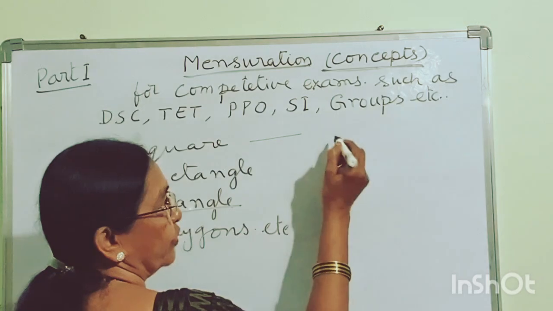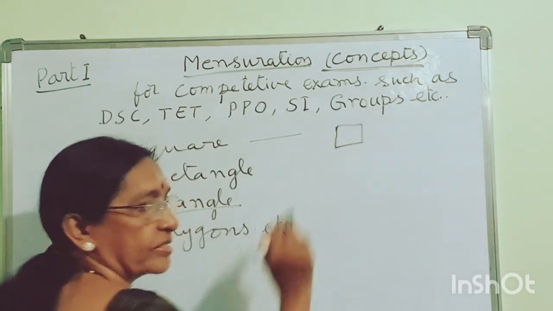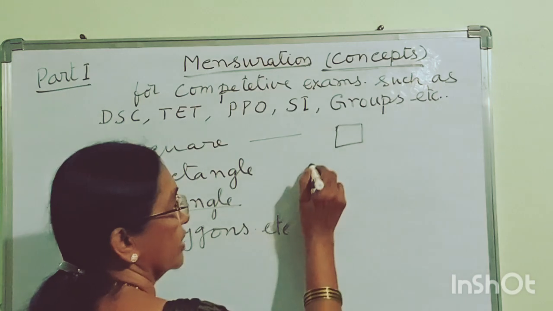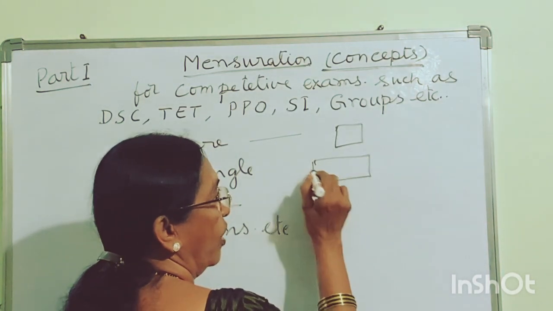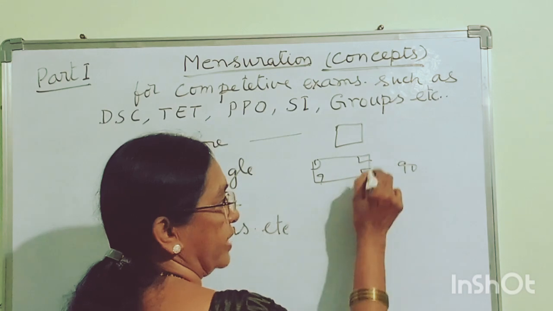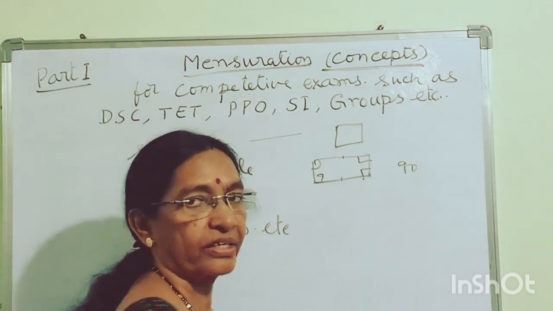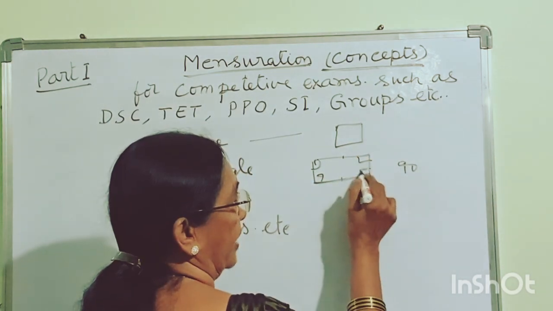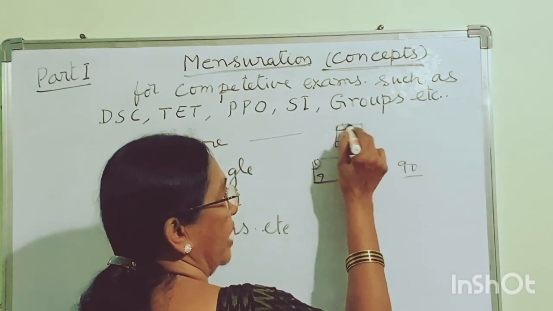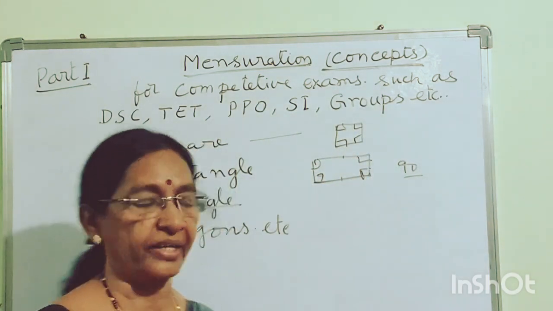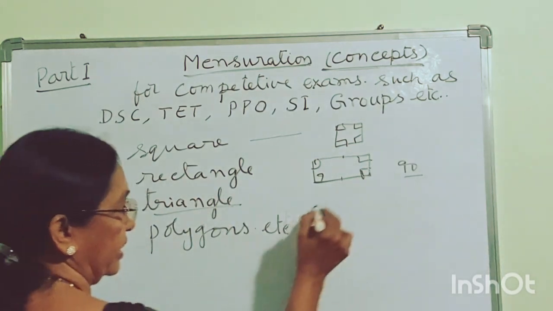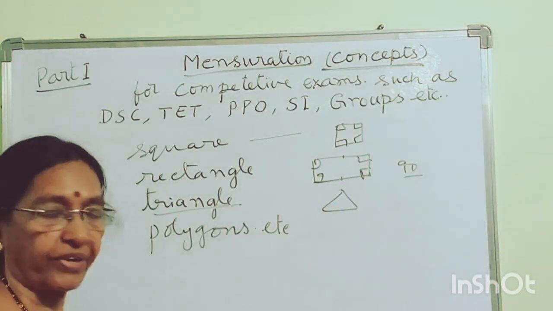A square means a four-sided figure, all sides are equal and all angles are also equal. A rectangle is also a four-sided figure, all angles are equal to 90 degrees and the sides are different. The opposite sides are equal and the angles are 90 degrees each. In a square, all sides are equal and all angles are right angles. A triangle is a three-sided figure.